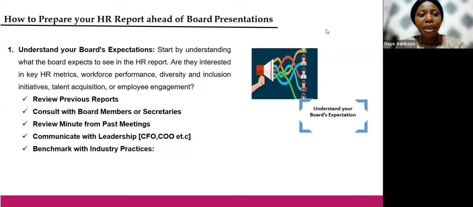So here we have: understand your board's expectations. One of the ways you can do this is to review previous reports. If you get to a new organization and you know you are going to be dealing with the board, you need to review previous reports, even if you have not had to present any reports to the board before. The first thing that can really give you a heads up is reviewing the previous reports. Okay, you'll be meeting the board in this organization. Fine. Can you have the previous reports?